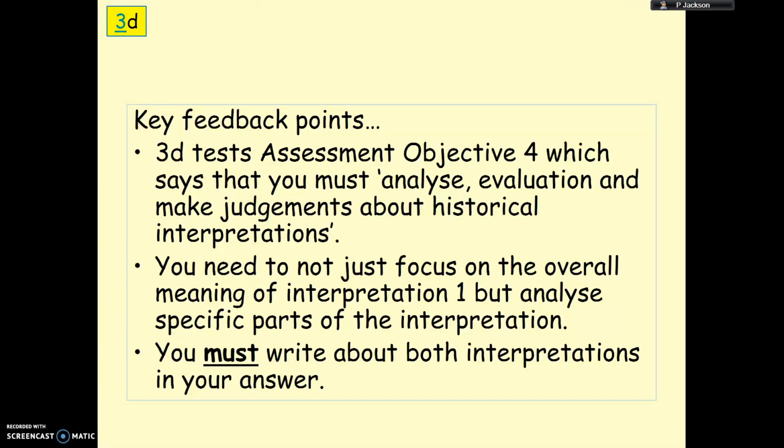Some key feedback points. Question 3D is the only exam question in the whole of GCSE history that assesses what's called assessment objective 4, and that says you must be able to analyse, evaluate and make judgments about historical interpretations. So you need to look at specific parts of the interpretation, break it down. You might agree more with some of the ideas in the first couple of sentences and then disagree less with what's in the second couple of sentences. But the key thing with this question, you won't go far wrong if you make sure you remember you have to write about both interpretations in your answer.